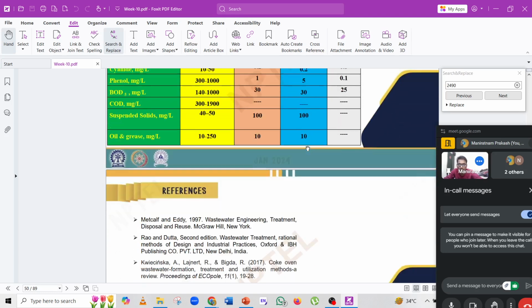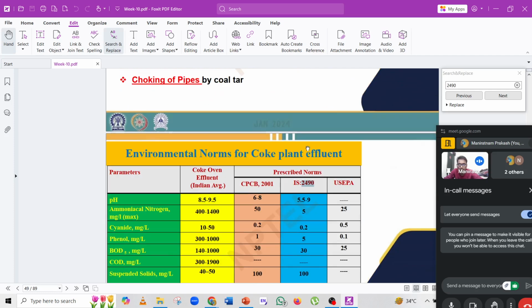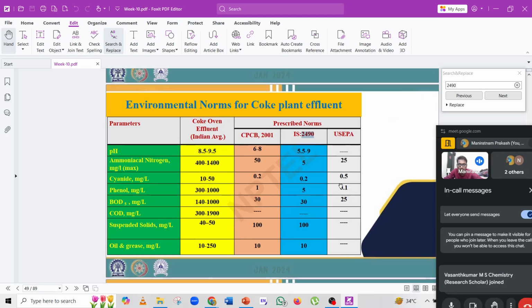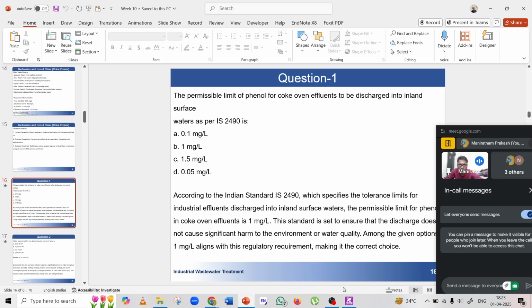So if you are discharging, the treatment plant in your industry should be such that, if this is the raw input, the treatment efficiency should be such that the output comes within this limit. Okay, so this was the IS code. Just remember 2490.